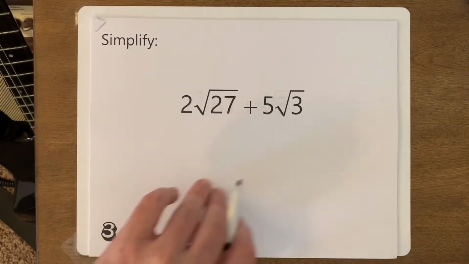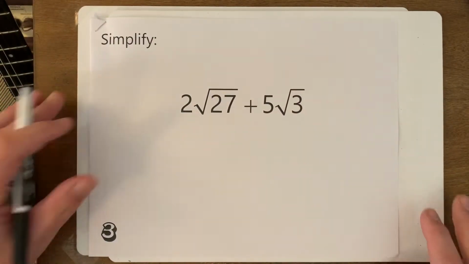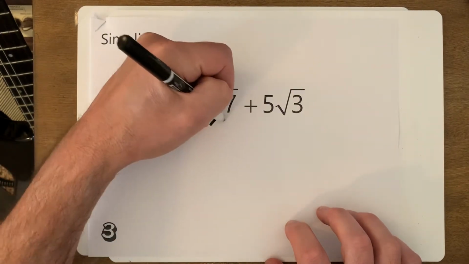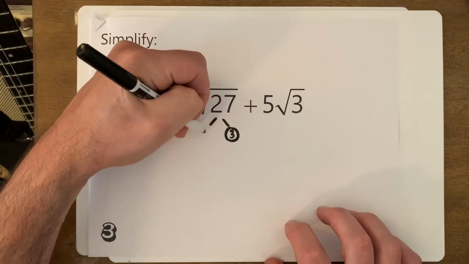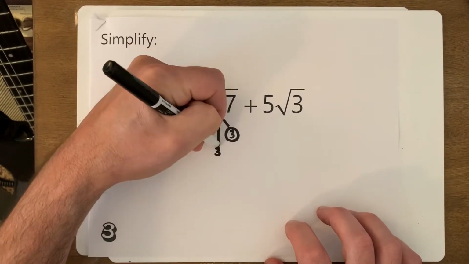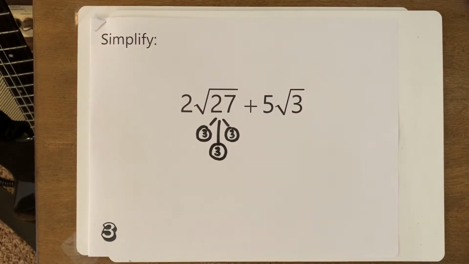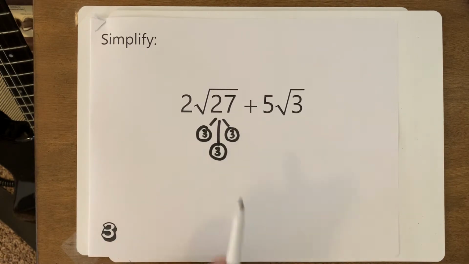Okay, this time I've got some coefficients out here. Not a problem. So the 2 I'm going to leave there. I'm going to break down the 27. I've got three there, right? And another three. And if you think about it, 27, we've been talking about, is a perfect cube. There's three threes in 27. Now you could have done 9 times 3 and then broken the 9 down again, but this just kind of gets it done in one step.